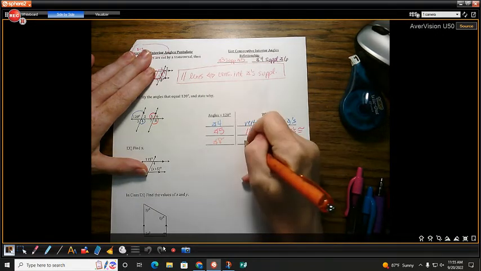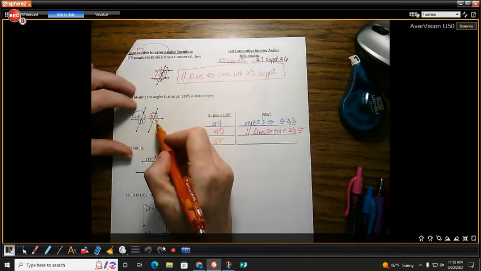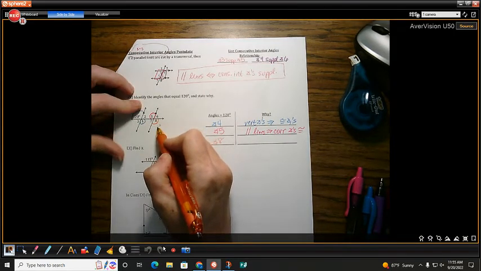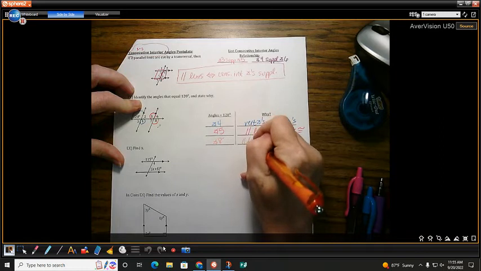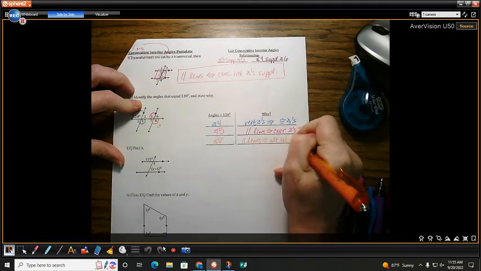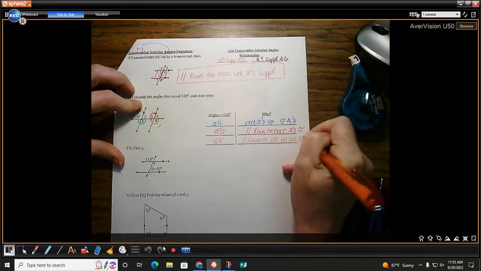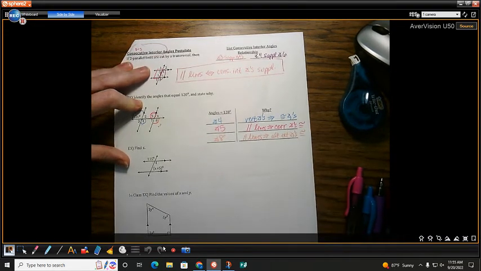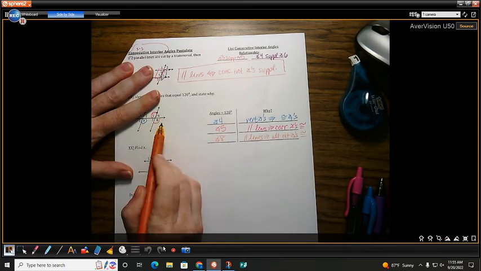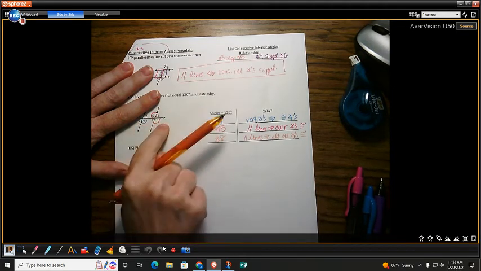Alternate exterior congruent. Oh, it's alternate exterior to the 120 I started with. And so my parallel lines imply that my alternate exterior angles had to be congruent. What's another way I could have said 8 had to be 120? It's corresponding with 4. So I could have said that the parallel lines imply the corresponding angles had to be congruent.